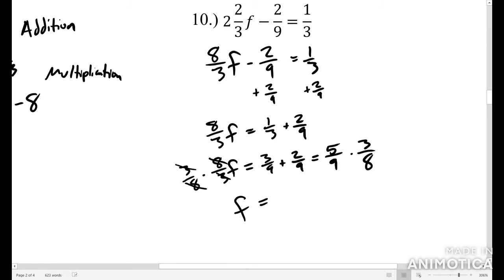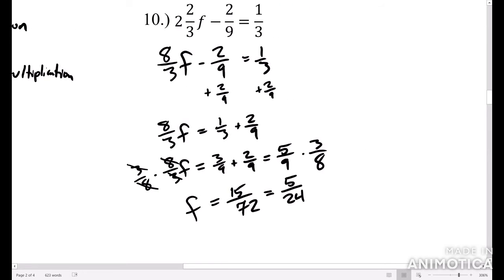On the right side of my equation, 5 times 3 is 15. 9 times 8 is 72. And if I want, I can reduce that further. I can reduce that down to 5/24. I'm dividing each, the top and the bottom, by 3. So that was a lot of work there. We used the addition property of equality first, and then afterwards we used the multiplication property of equality.